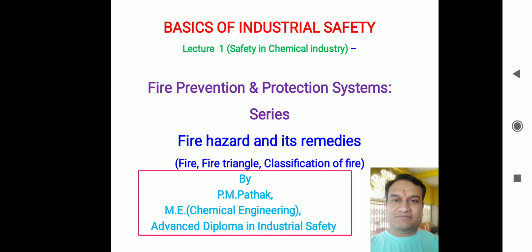So today we are going to discuss safety in chemical industry as a main topic, as a whole topic. Under this safety in chemical industry, we are going to focus on the fire prevention and protection systems. Generally, fire hazard is a concern for all types of industries, but specifically when we are looking at chemical, petrochemical or petroleum industries, then fire hazard is a major concern. That is why these fire hazards and their remedies are covered under the safety in chemical industry.